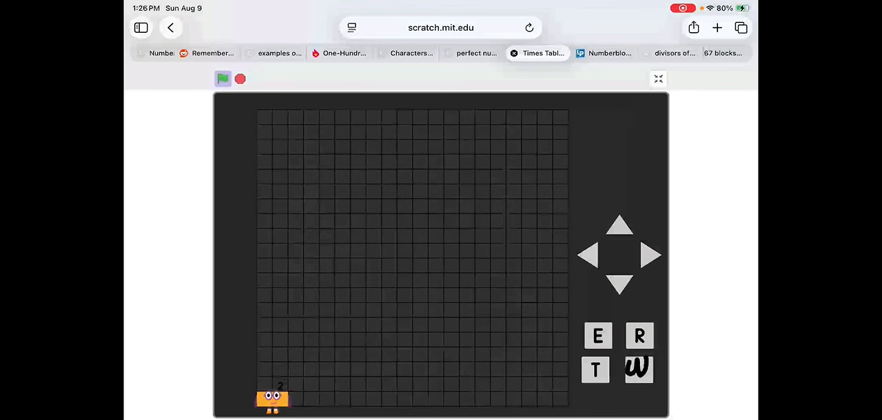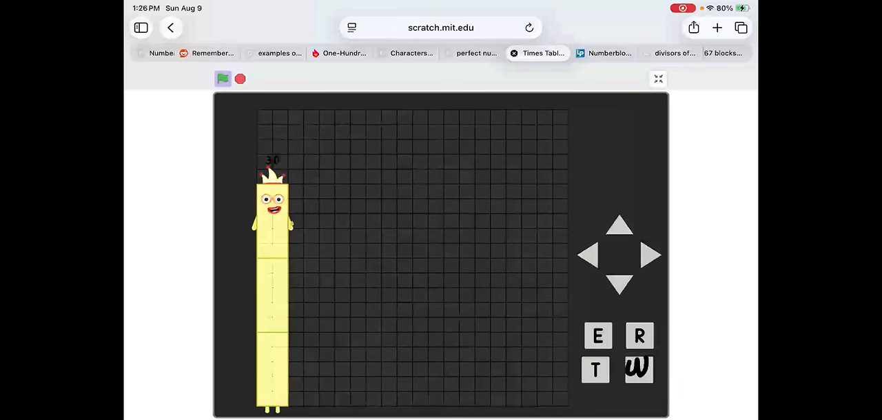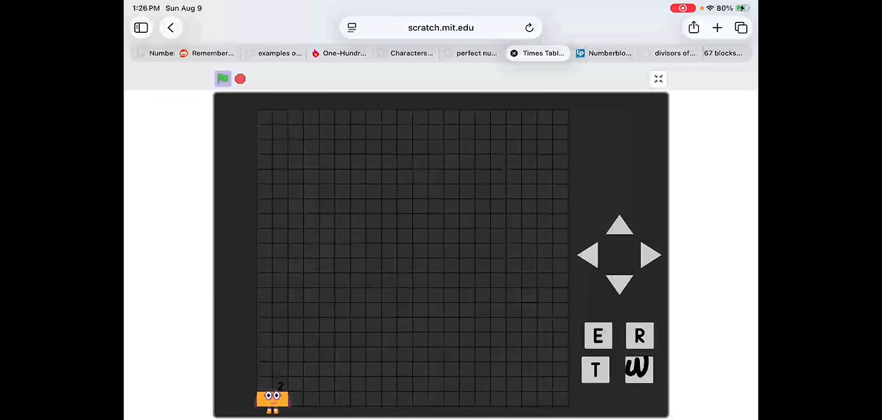Here we go. So instead of doing the multiples, we're just going to count. Ready? Here we go. 2, 4, 6, 8, 10, 12, 14, 16, 18, 20, 22, 24, 26, 28, 30, 32, 34, 36, 38, 40. So that's the 2 times table.